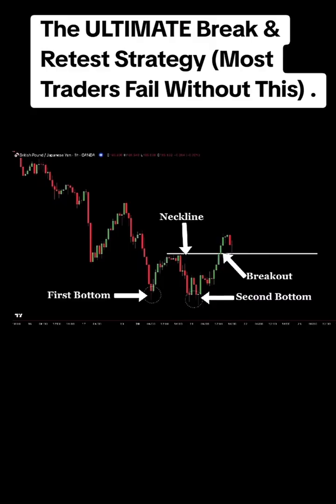Now you shouldn't enter immediately after the neckline break because there is a risk of getting trapped in a false breakout. As we discussed earlier, waiting for the retest is the smart move. In this case, after the breakout, the market retraced back to the neckline and formed a pin bar rejection candle, confirming that the previous resistance is now acting as new support. At this point, it's your time to enter.